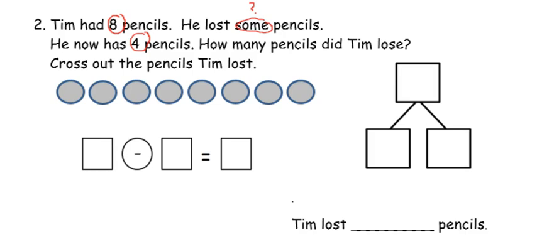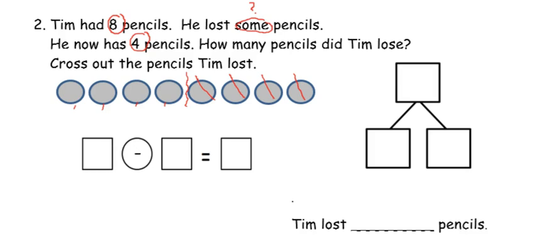So let's start by counting out the 4 pencils that he has left. We know at the end he has 4 pencils. So we'll count 1, 2, 3, 4. So we'll say those are the 4 pencils he had left. Everything after that would be the pencils that he lost. So we'll just cross off the rest of the pencils. That helps us see that he lost 4 pencils.